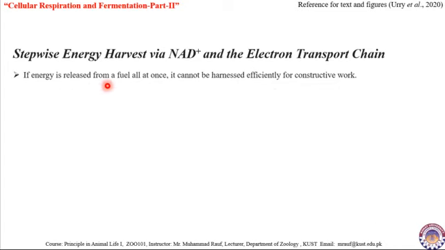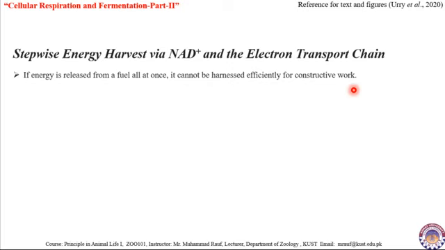If energy is released from a cell all at once, it cannot be harnessed efficiently for constructive work. Now the question arises here: why are there so many stages of deriving energy from the glucose molecule or other organic molecules? Glucose molecules enter glycolysis. There are 10 enzyme catalyzed reactions, then pyruvate molecule is formed.